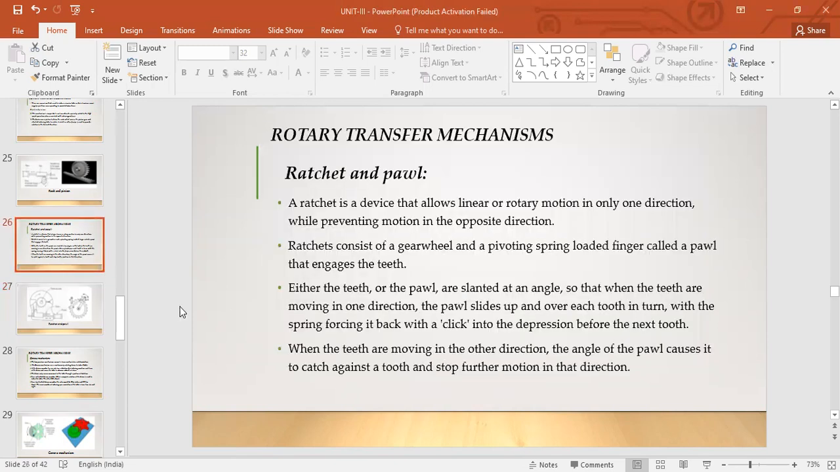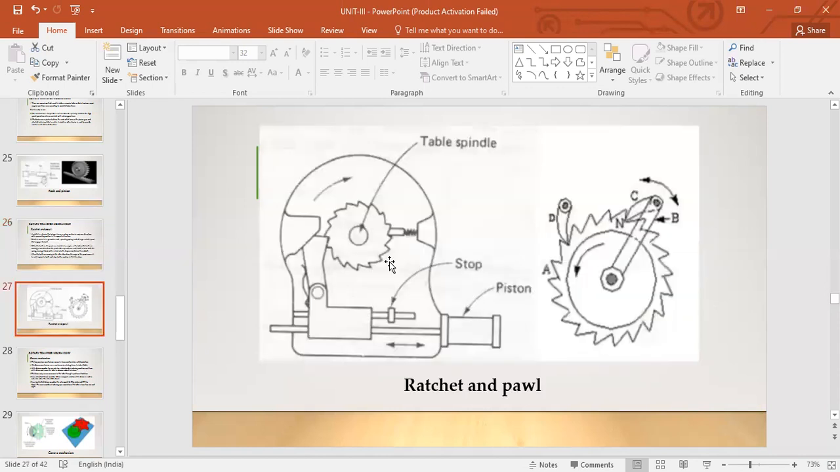When the teeth are moving in the other direction, the angle of the pawl causes it to catch against the tooth and stop further motion in that direction. So this is very simple.